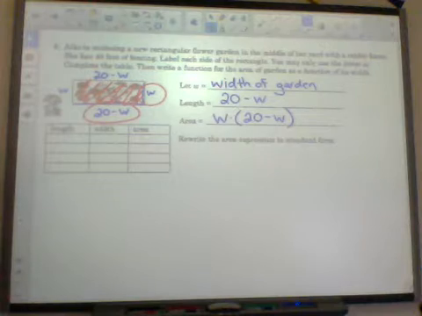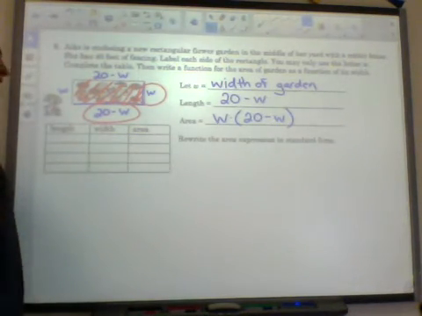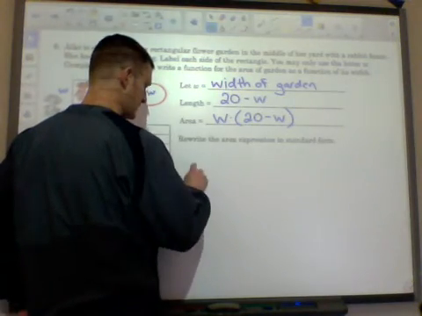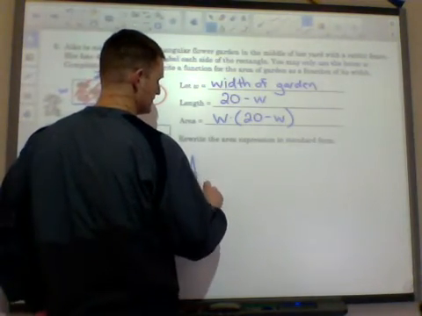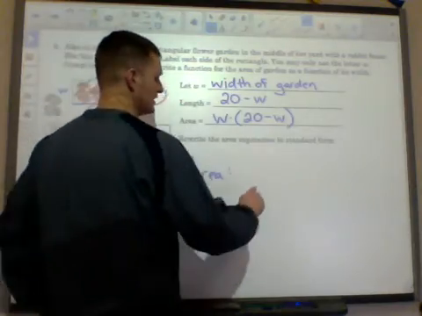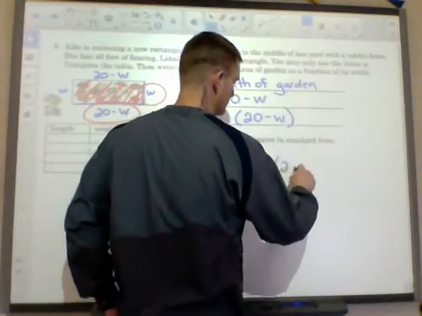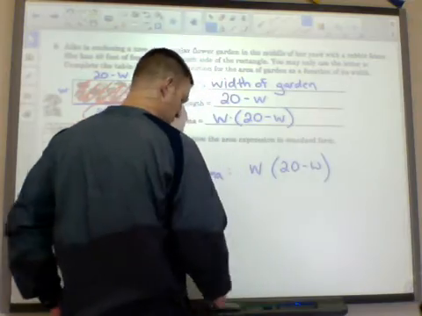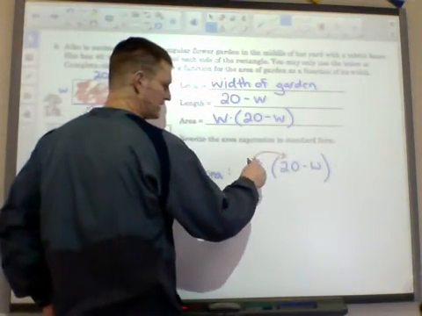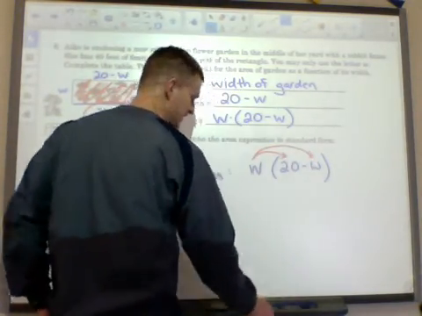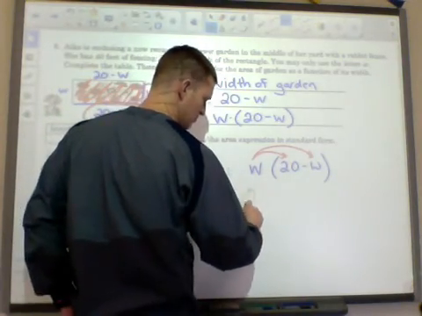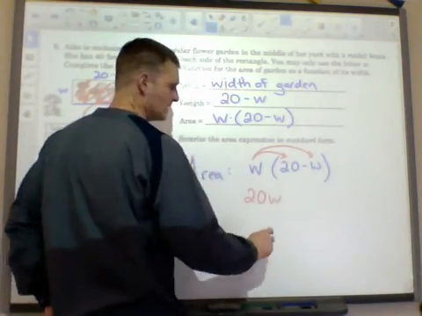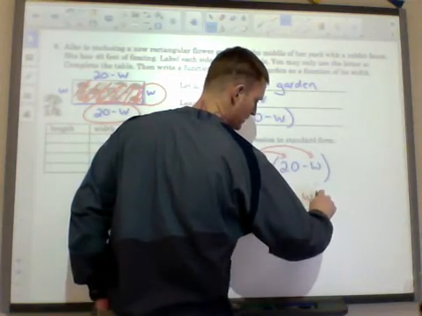Now, they say to rewrite that expression in standard form. Okay? Rewrite that expression in standard form. And we've got to complete this table over here. So here we go. What's the area going to be? Area is going to be, if we were to write an expression for it, W times 20 minus W. Now we distribute that. You take W times the 20 and W times the negative W, and you get 20W minus W squared.